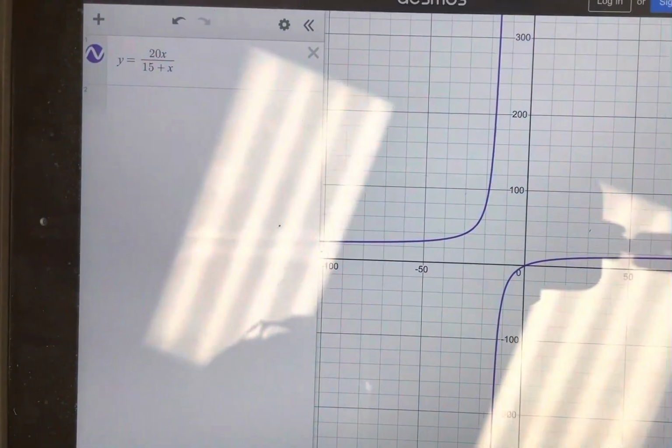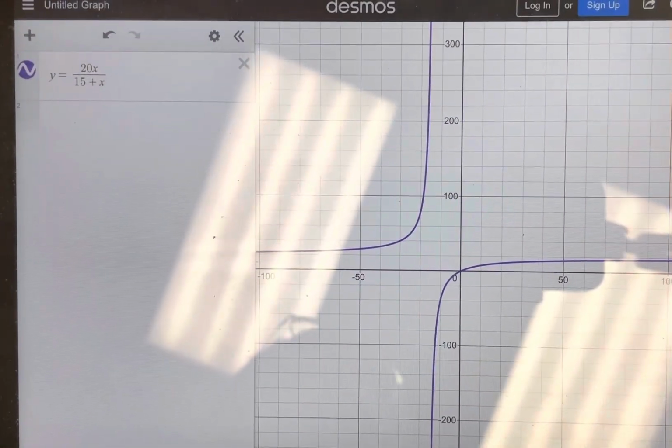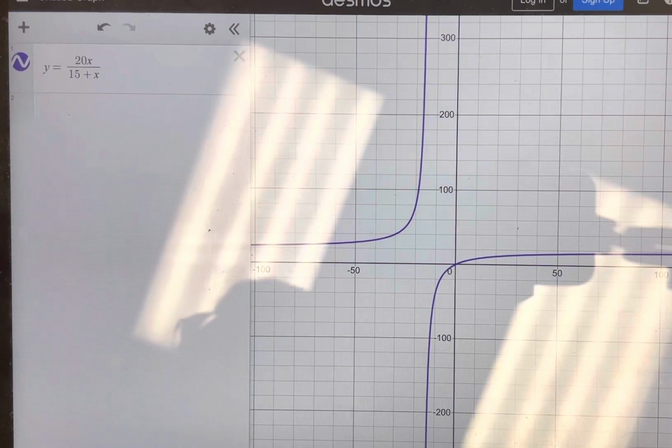There's my graph. Whoops. Feel a sneeze coming on.